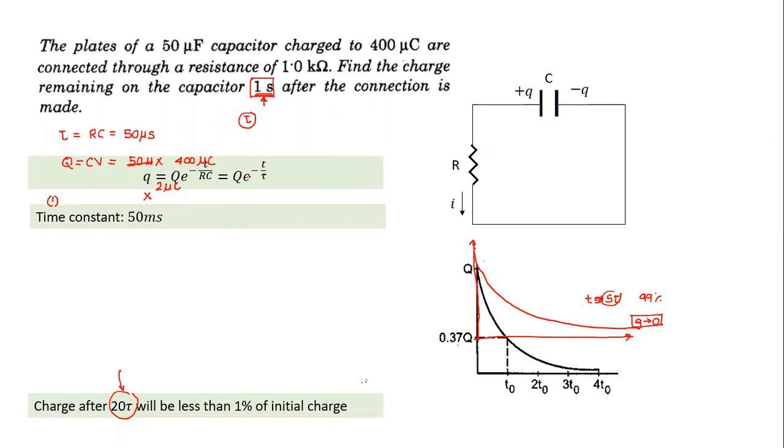Can we calculate this here? Suppose you have to calculate it. What is the charge after 20 time constants? How would I calculate it? I write Q is equal to the initial charge, 400, into e to the power minus 20. So that will be equal to 400 divided by 2.73 raised to power 20.